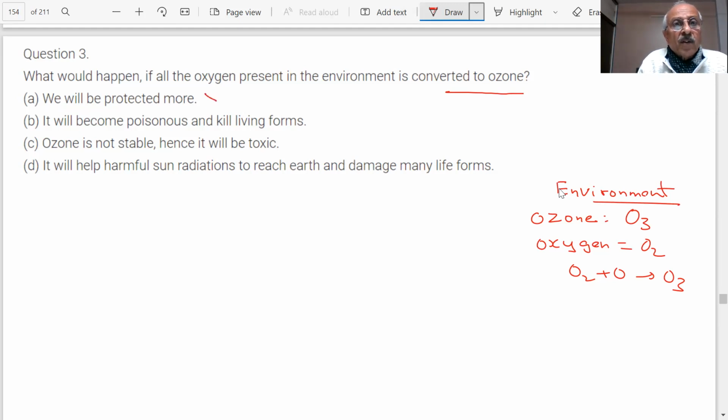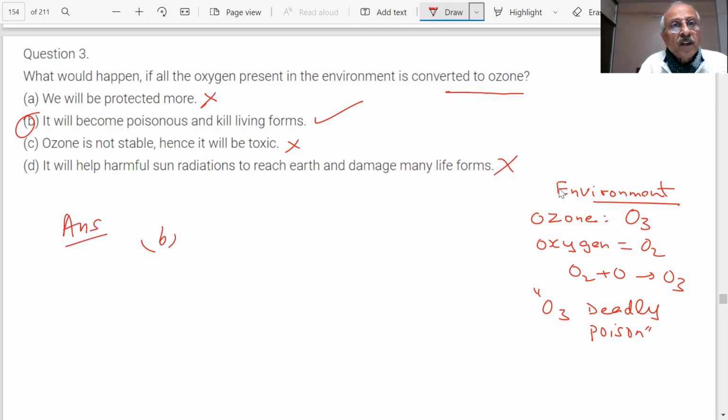We will be protected? Wrong. Ozone, you know, is a deadly poison. If we inhale it, it will cause serious problems. It will become poisonous and kill living forms. That is the correct answer here. Ozone is not stable, hence it will be toxic? No, that is also wrong. So the correct choice is B, students.